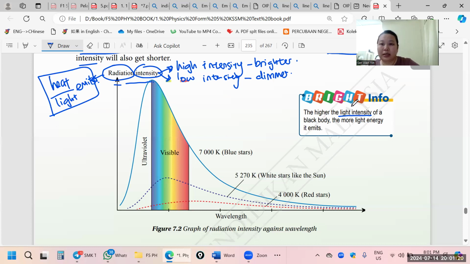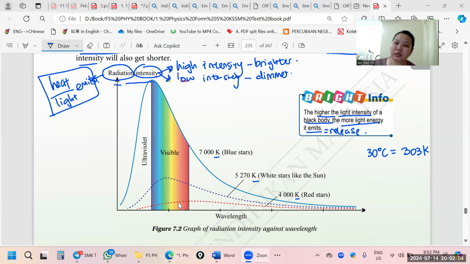Okay, so when we say the higher the intensity of a black body, it means it absorbs more light or heat, then the more light energy it will emit. So the more light and heat energy it will release out. Emit means release. Okay, so you can see this is the K. K means Kelvin. Normally 30 degrees Celsius we already feel hot, and 30 degrees Celsius is around 303 K already.